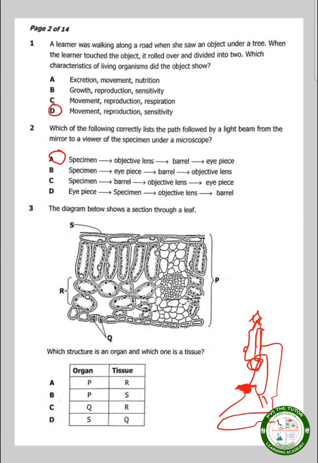Where is R? R, they are cells, but at the same time they are tissues. Then we have Q. Q, they are cells. These are guard cells. P, the whole of P is an organ. Then this is a cuticle layer. Then this is a tissue because it's made up of what? Of cells. This is a tissue, it's made up of what? Cells. P, the whole leaf now is what? Is an organ, which gives our answer what? A there.